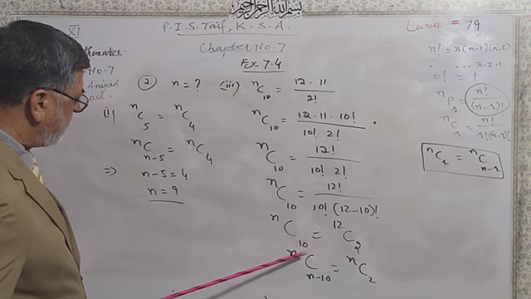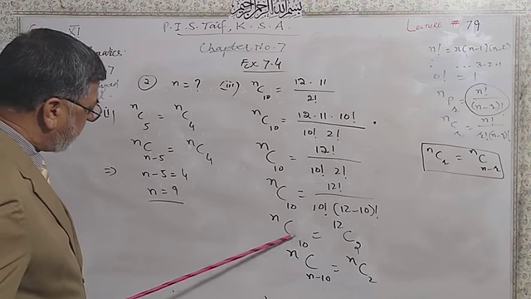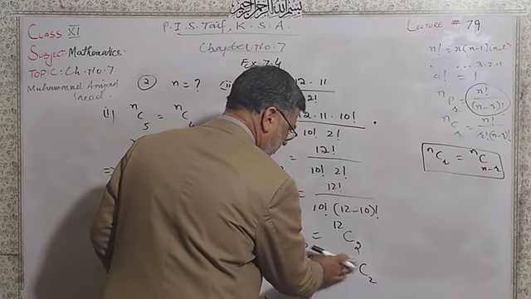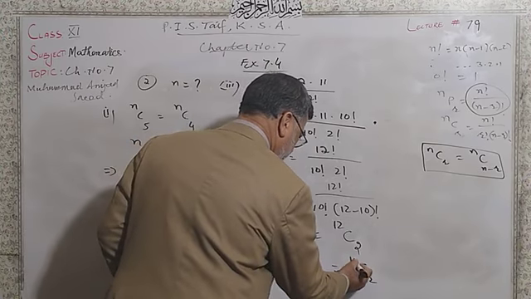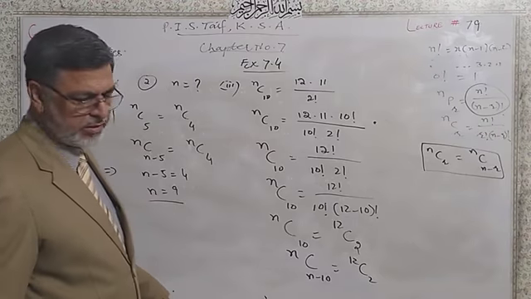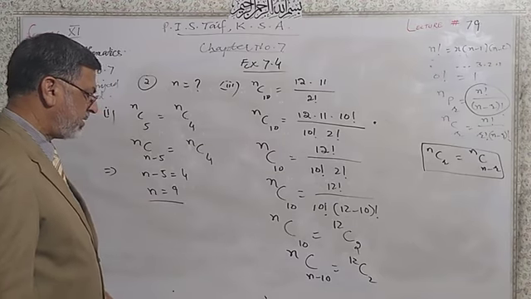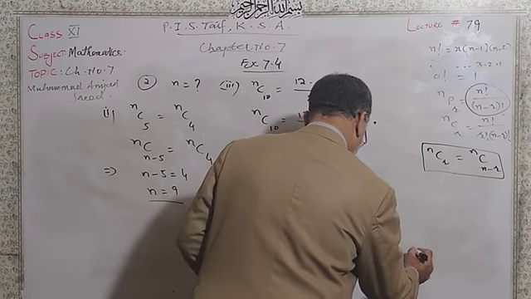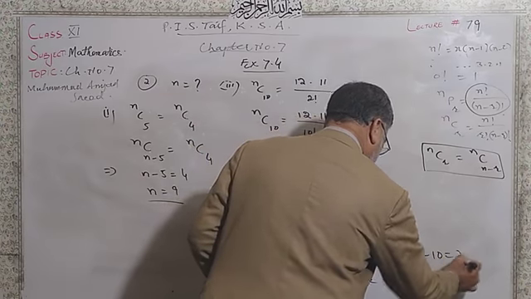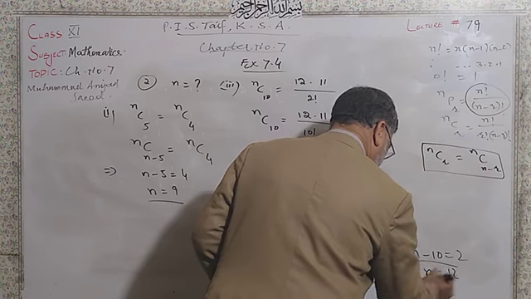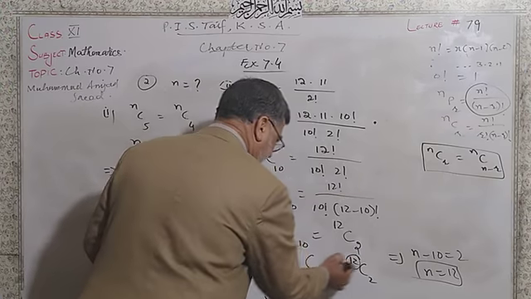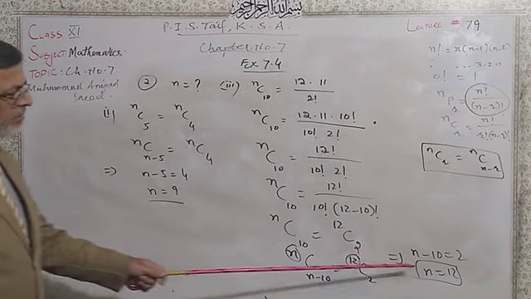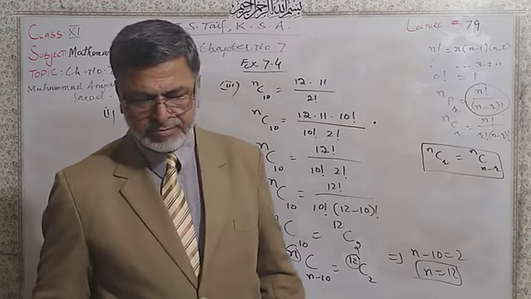This is nC(n minus 10) is equal to 12C, yes, 12C2. So what you will have here, n minus 10 is equal to 2 and n is equal to 12. You can check this is n is equal to 12. Here it is. So we have n is equal to 12, this is your answer.